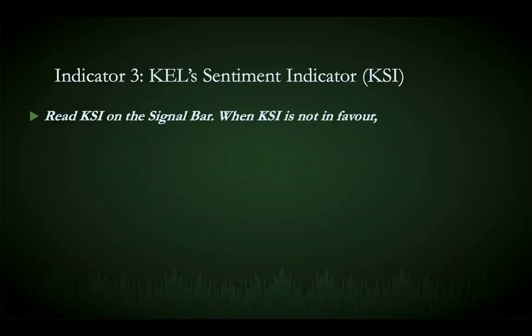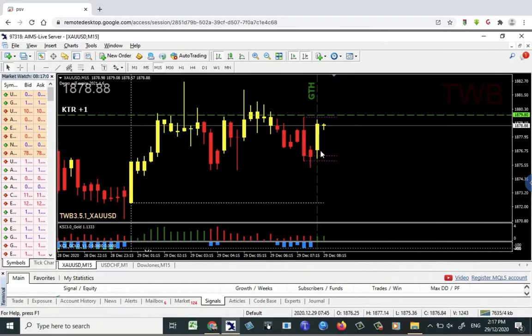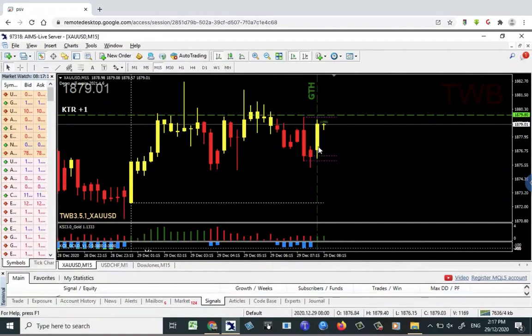Okay, so you read the KSI on the signal bar, right? Read the KSI on the signal bar, very important. So you only look at the signal bar. There's a color changer, I look at the signal bar. All right, so in this case, the signal bar is aligned. If the signal bar is aligned, that means I can enter the trade long. I would have entered the long. However, this is the trade that I will not trade at all.